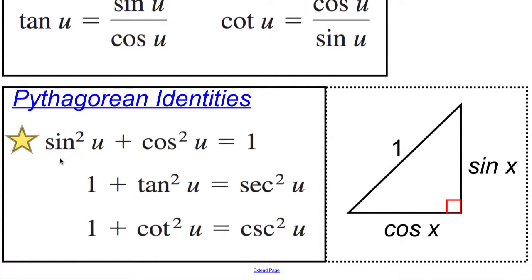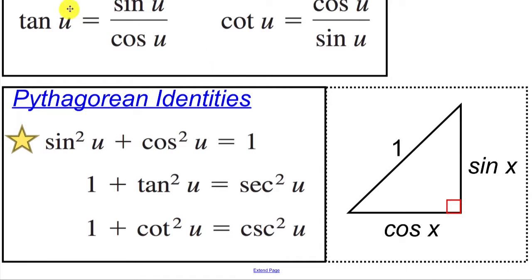So quickly recapping what we talked about in class, if you take sine squared plus cosine squared equals 1, divide everything by cosine squared, you get 1 plus tangent squared equals secant squared. Dividing everything by sine squared gives us 1 plus cotangent squared equals cosecant squared. So now I'm going to introduce you to a couple other things.